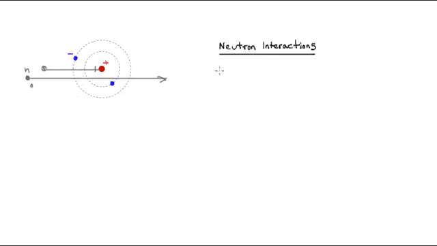So there are two types. Number one is thermal neutrons. That's less than 0.02 electron volts. And number two is fast neutrons. So that's taken to be greater than 100 electron volts. And the interactions are different in those two regimes. So we're going to look at those.